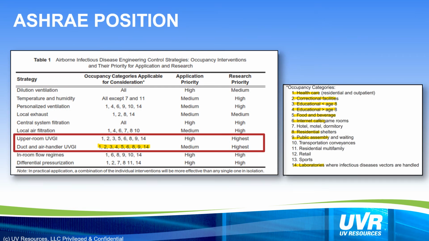ASHRAE's position document addressing airborne infectious diseases notes that upper room UVGI and in-duct air handler UVGI systems offer many applications. As such, ASHRAE puts high application and research priorities on both types of UVC installations.